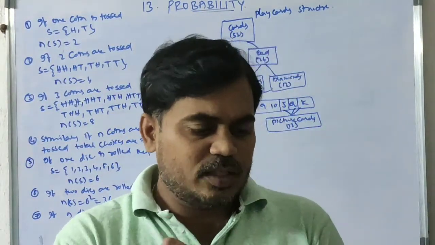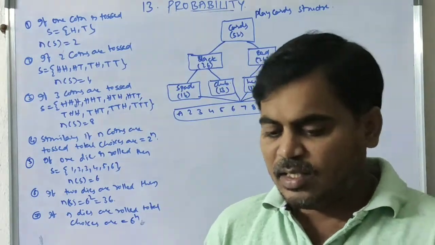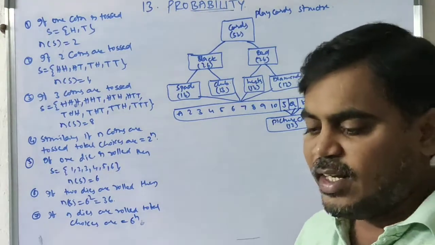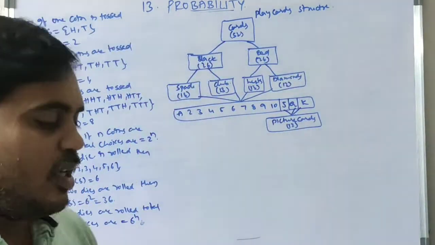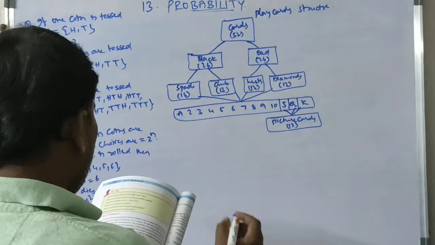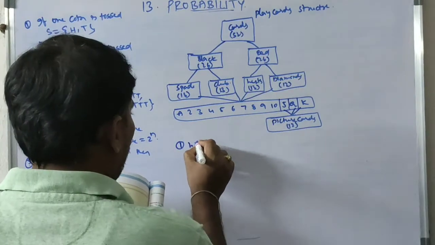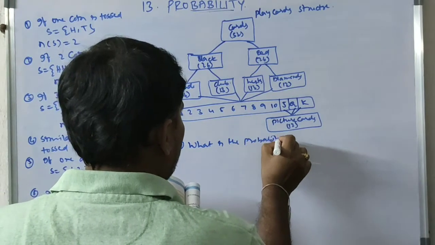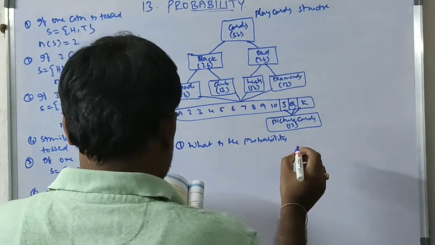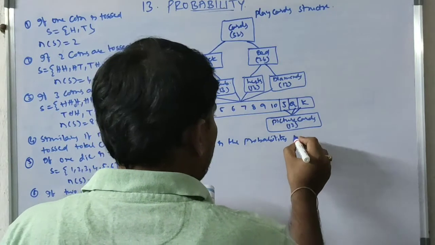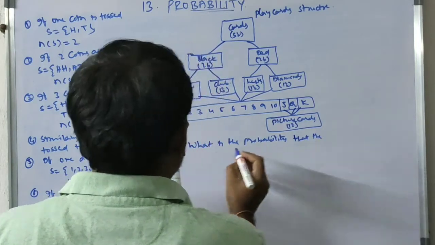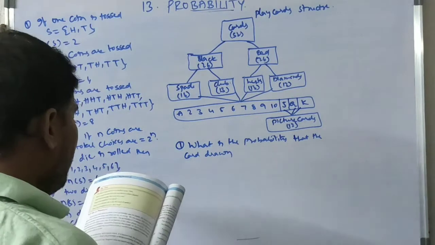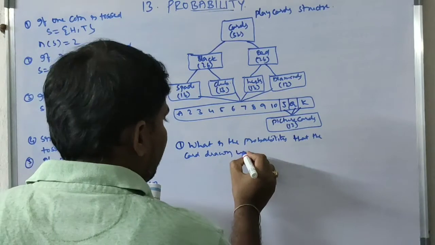Page number 318, do these problems I want to discuss. You have a single deck of well shuffled cards. First one, what is the probability that the card drawn will be a queen?